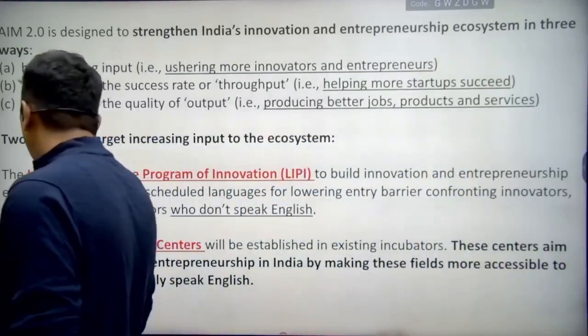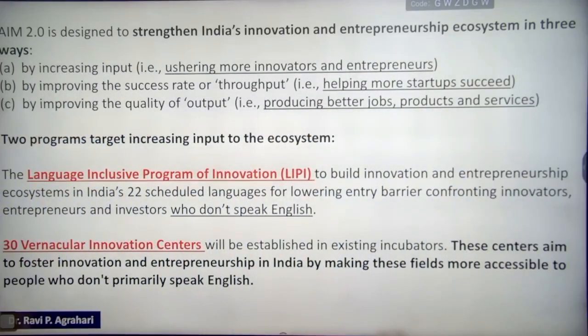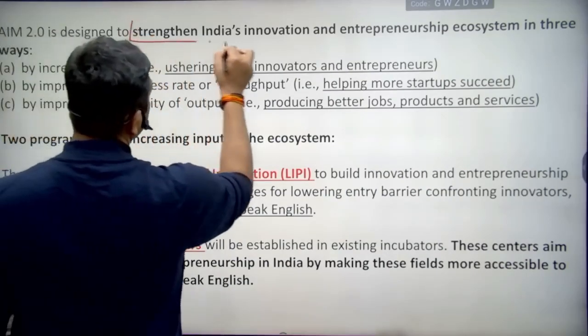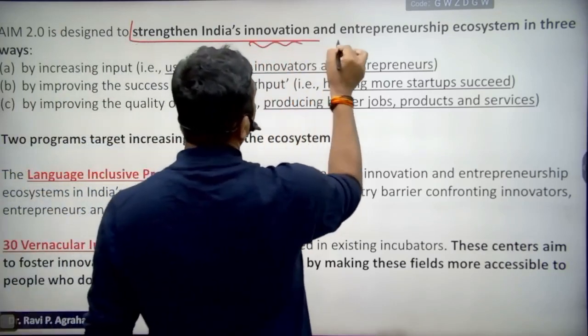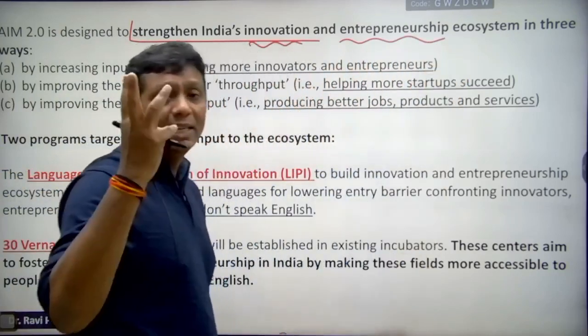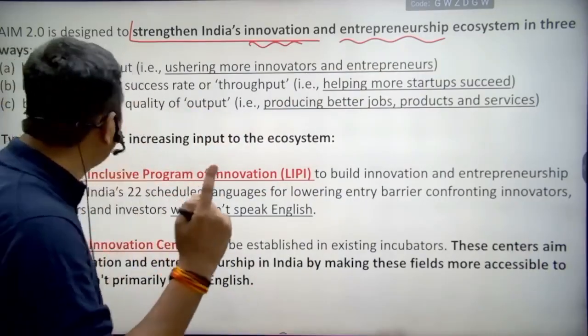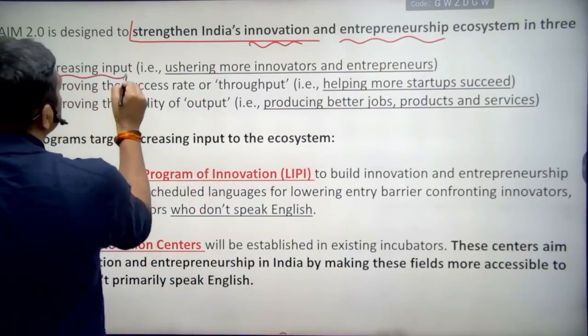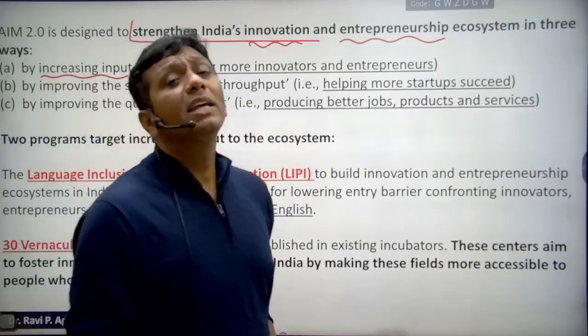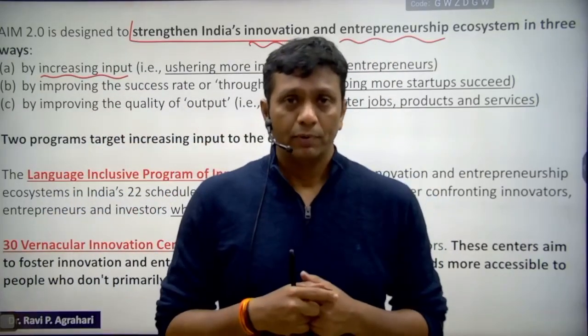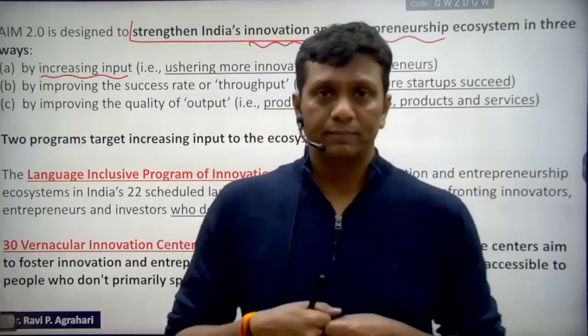Finally, I enter into the proper statement for this year under AIM 2.0. AIM 2.0 is designed to strengthen India's innovation and entrepreneurship ecosystem in three ways. What are the three ways under AIM 2.0 we should adopt? One, guys, increasing input. What is increasing input? Actually, if we are going to start any work, input is required.